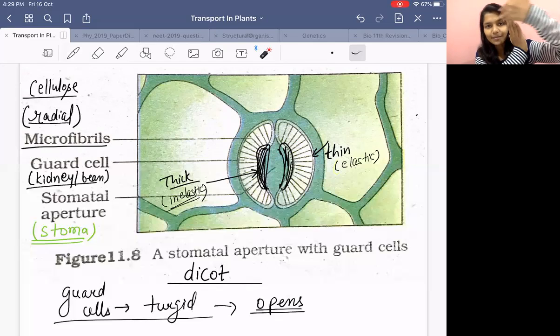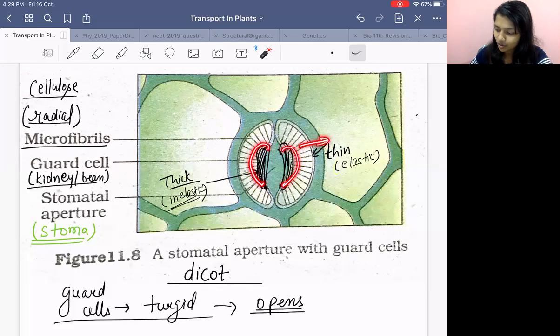So here there is a gap, right? From this side also the same thing will happen. The inner one will go inside, and it will come this side. And the outer one will go this side. Because of this, what will happen? In the center, you will get a big gap. And this is called opening of stomata. So opening of stomata happens when the guard cells are turgid.